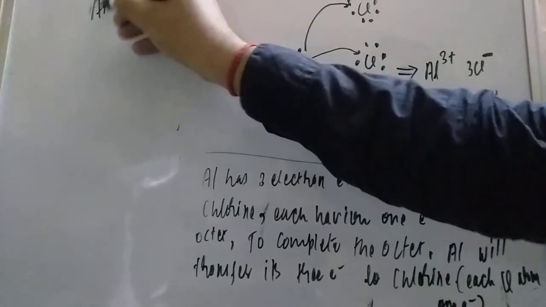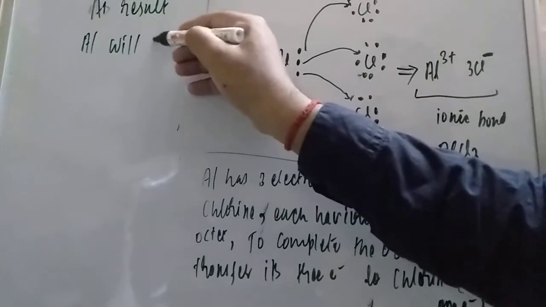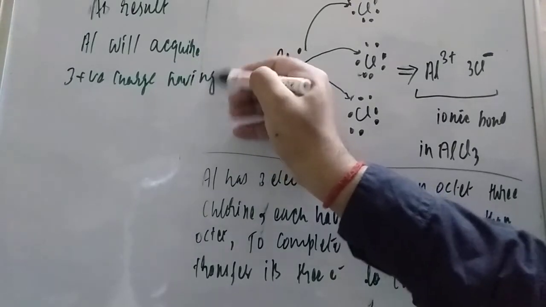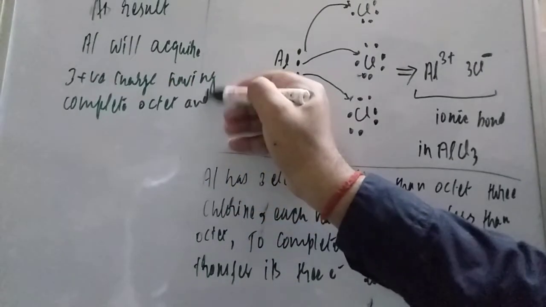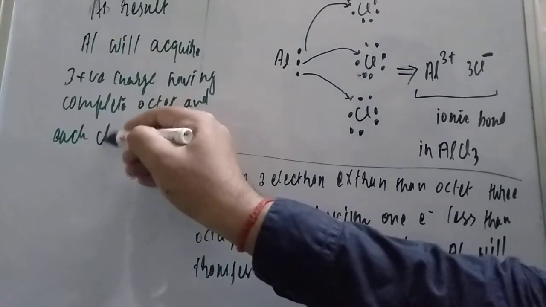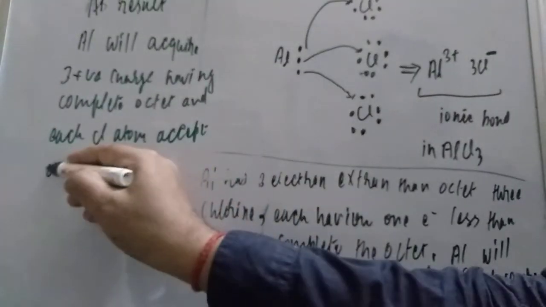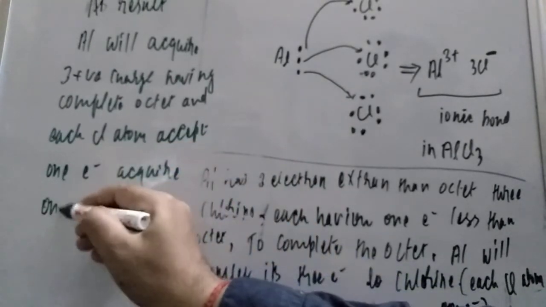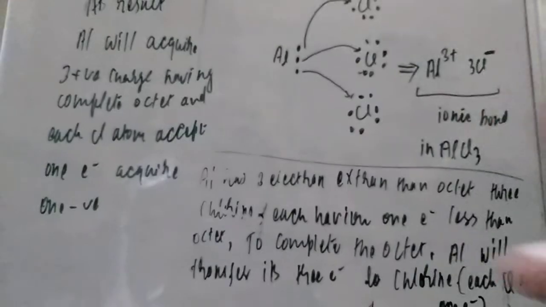As a result, aluminum will acquire 3 positive charge and have a complete octet, and each chlorine atom acquires one electron and acquires one negative charge, one negative charge on each chlorine atom.